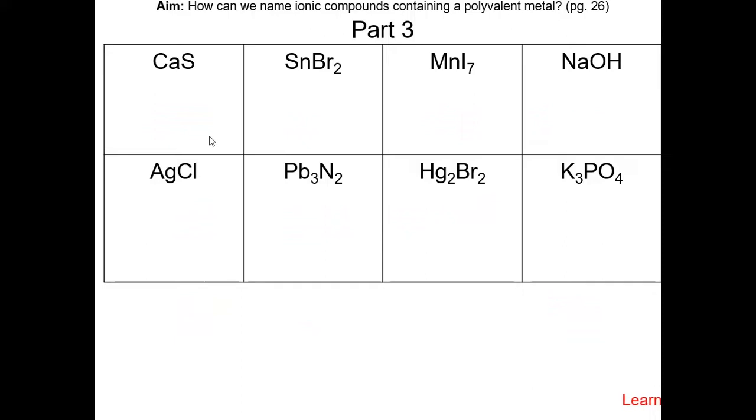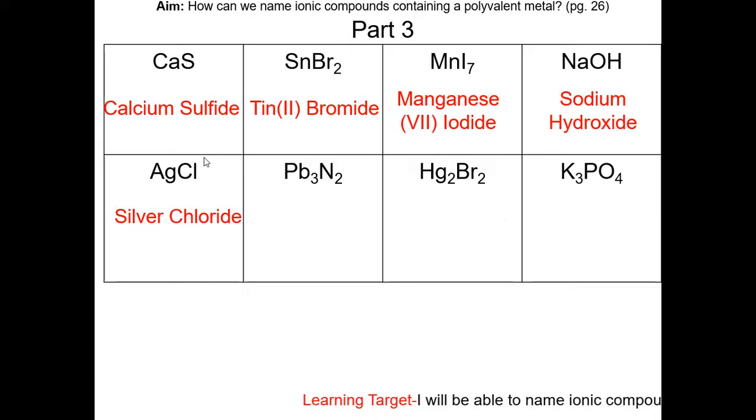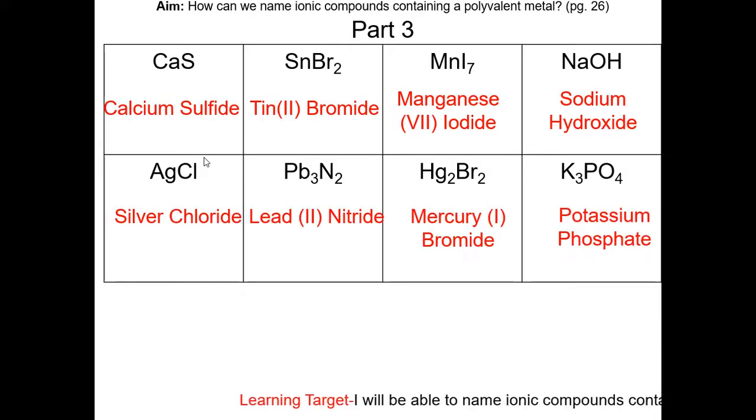Part 3 is a mixed set, so I want you to write the chemical name given ionic compounds. Pause the video and resume once you complete this. So here are the answers. Notice some of the names do not have Roman numerals because they're not polyvalent metals. So keep that in mind. Don't put Roman numerals if it's not required, but put Roman numerals if it is.